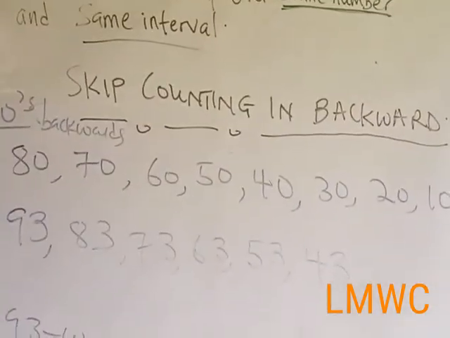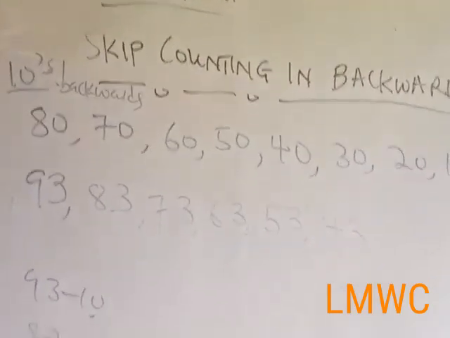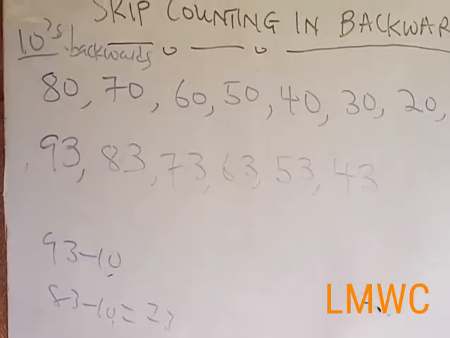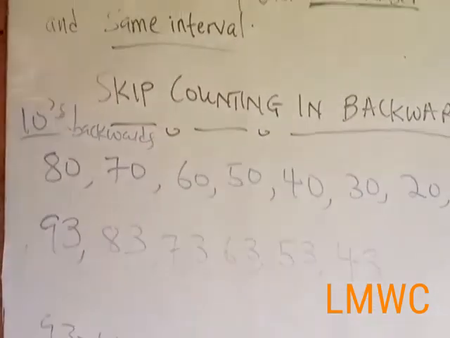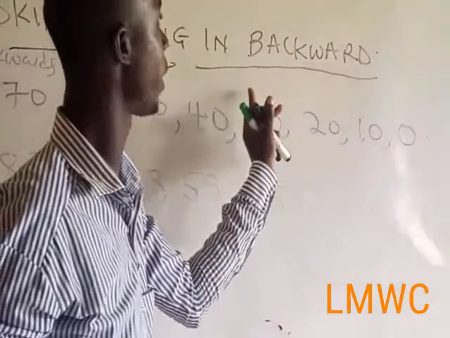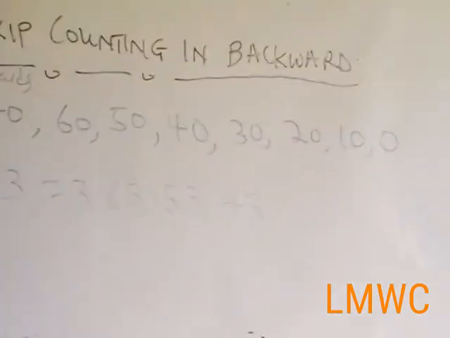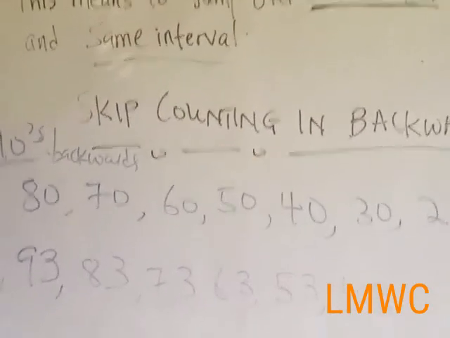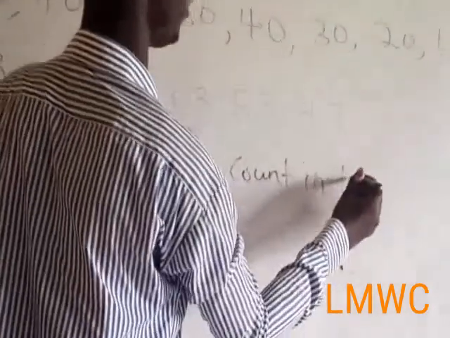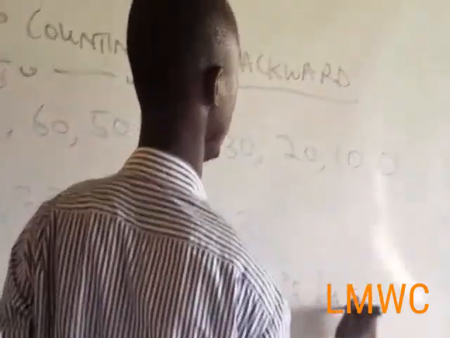No one will penalize you for that. So always, for skip counting, as I said, we can start from any number. But the keywords are forward and backward. When we talk of backward, it means we are subtracting using the same interval. But forward means addition, addition using the same interval.